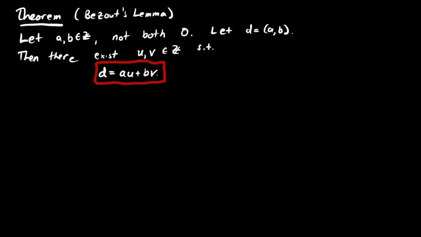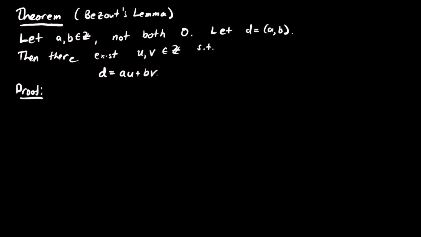And what does this mean? This just means that there are some integers U and V that allow us to express D as AU plus BV. And one thing we'll see is that U and V in this theorem are not unique. So there's no uniqueness portion to this theorem. There's just an existence portion. So let's begin the proof of this theorem.